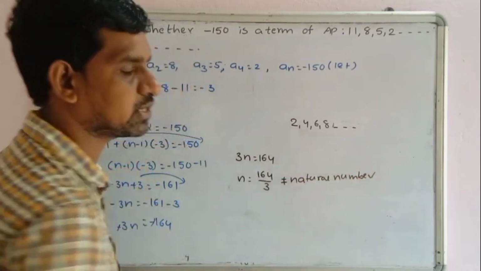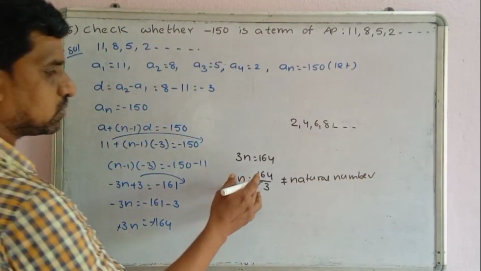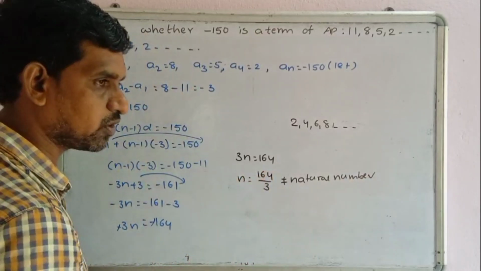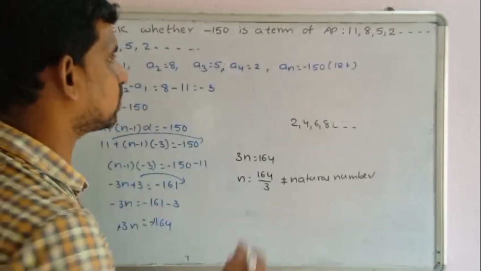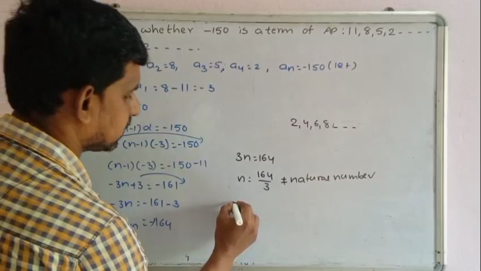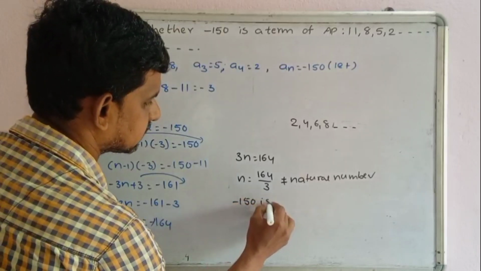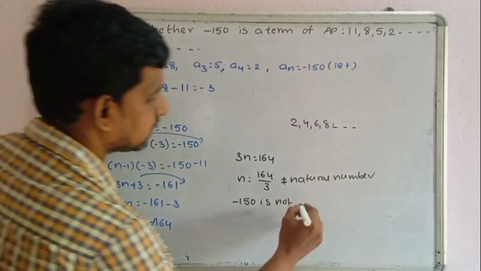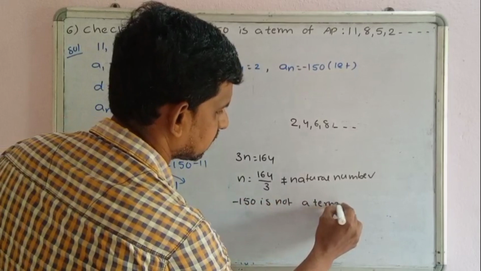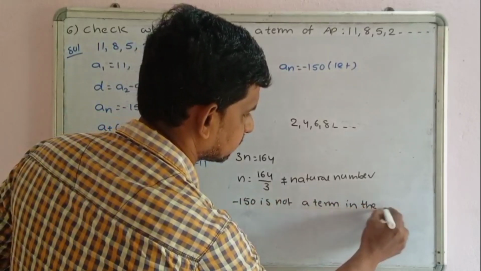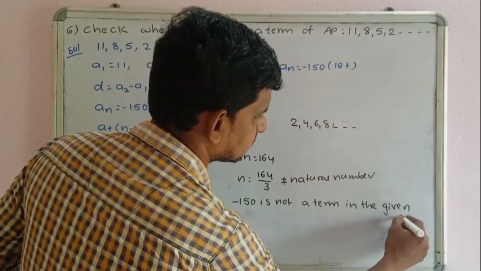This is a rational number. So n equals 164 by 3 అనే టర్మ్ పాసిబుల్ అవుతుంది. సో పాసిబుల్ అవ్వదు కాబట్టి therefore minus 150 is not a term in the given series.